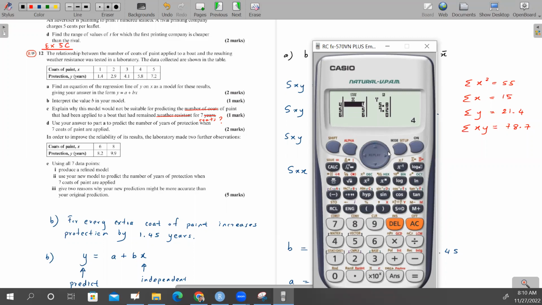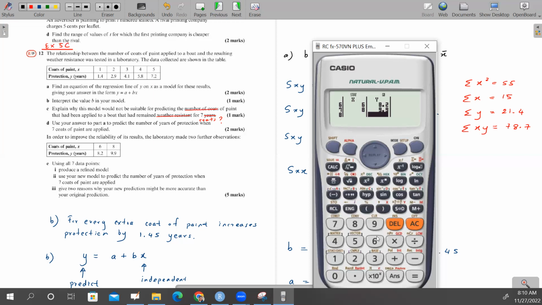Okay, guys, and then let's go for the y values. So when x is 6, y is 8.2. Are you with me? Make sure you give them in the right column. When x is 6, y is 8.2, and when x is 8, y is 9.9. So these are observed data. All right, guys, can you see? So you add 2 new data points to the ones that were already stored in your calculator.